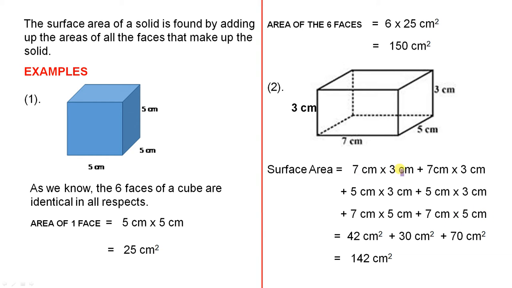So 7 threes are 21 plus 21, that gives you 42. 5 threes are 15 plus 15 gives you 30, and 7 fives are 35 plus 35 gives you 70. So if we add all those up, we get a surface area for the rectangular prism of 142 square centimeters.